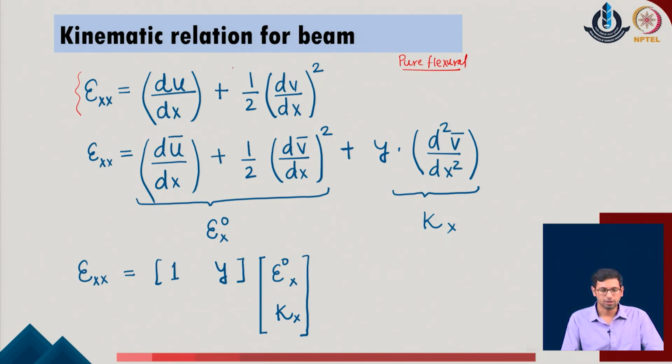So, with this we adopt that the strain is identified as the very regular expression, del u upon del x plus half del v upon del x whole square. The second term which we have identified here is the contribution which is added due to the large displacements in the given system. Had it been only small displacements, we could have just gone with the first term.